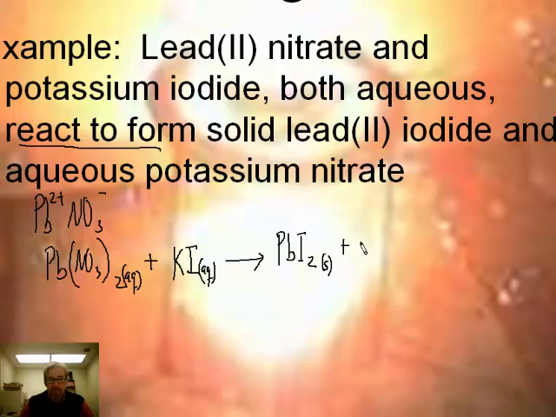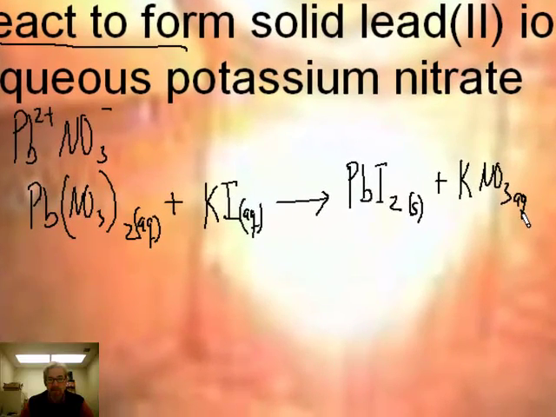And aqueous potassium nitrate. Potassium is 1 plus, nitrate is 1 minus, so it's just KNO3. And then the AQ indicates that it's aqueous.